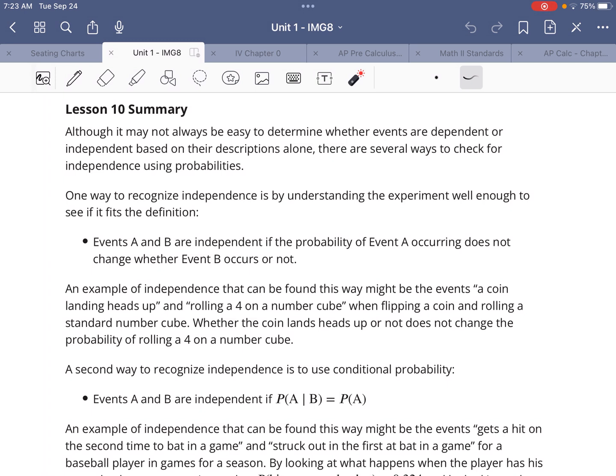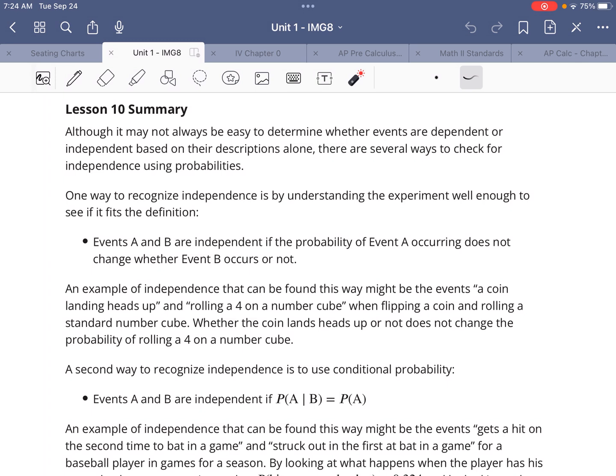If we're talking about independent or dependent, based on their descriptions alone, what you're going to think is, does one event actually change or affect the probability of the next event? The example we've talked about in class is flipping a coin and then rolling a number cube. Let's say you flip the coin first and you get heads, and then you roll the die. The probability of getting a 4 is not determined in any way by how the coin flip worked out. They're completely independent. They don't affect each other in any way.